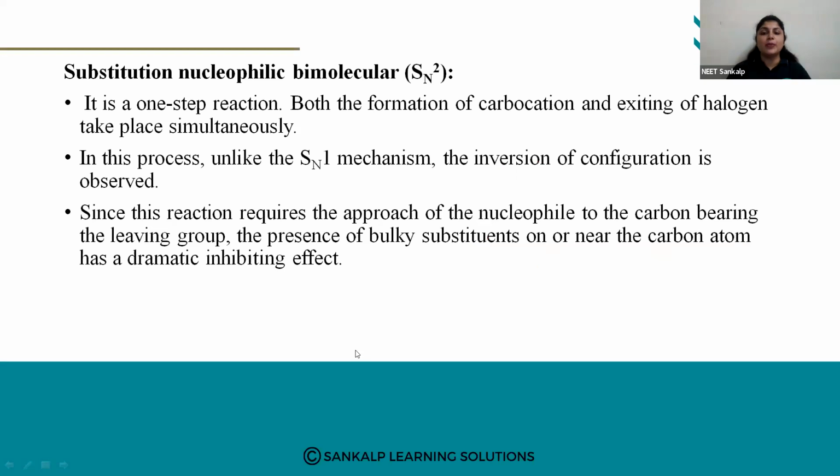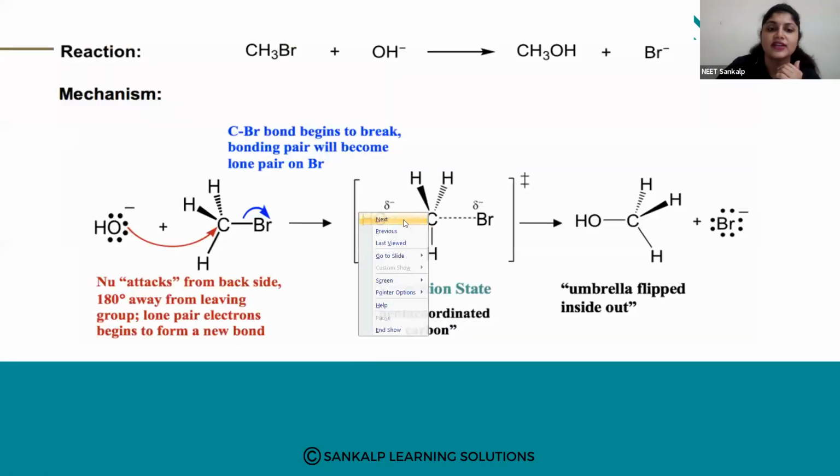So this is a one-step mechanism, with an incoming nucleophile and an outgoing leaving group. It takes place via a transition state. Just see the reaction: CH3Br plus OH minus giving you CH3OH plus Br minus.